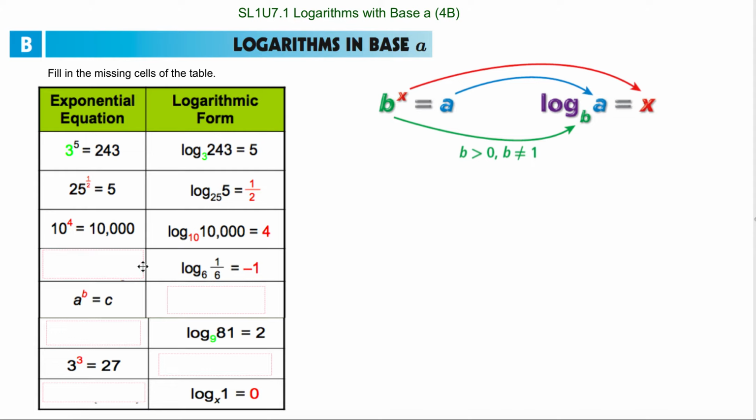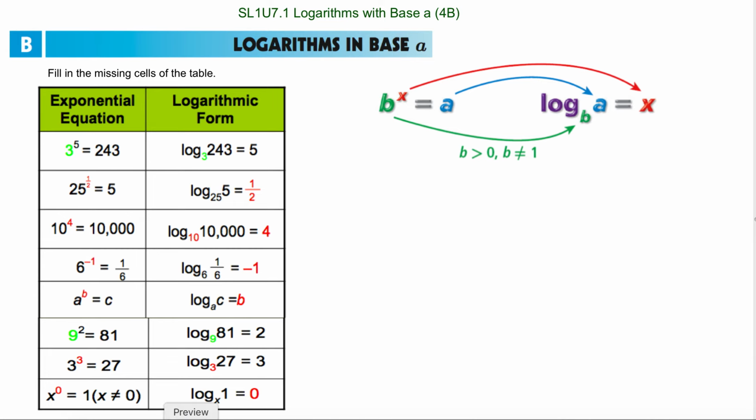All right, so this, we had base 6. Here's the exponent of -1, and 1/6 is our result. So we're just changing it back and forth. This is going to be log base A. I want C as my result, and B as the exponent. Logs solve for the exponent. So the other side of the equals is always the exponent. Same thing here. I've got base 9. 2 is my exponent. 81 is what I want to get. Same thing here and there. Cool? All right, so that's it.